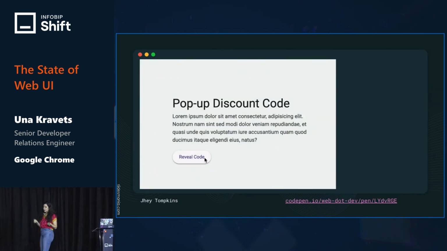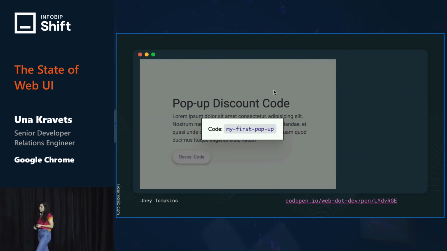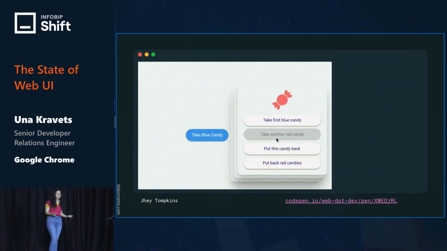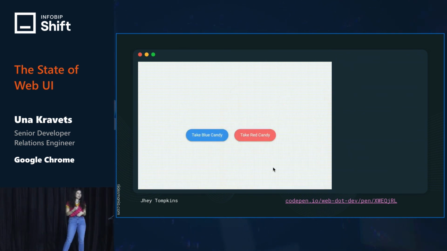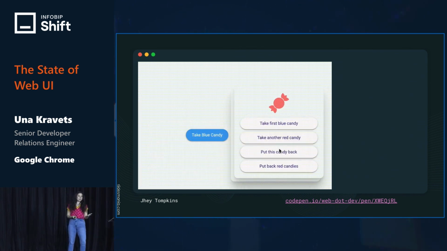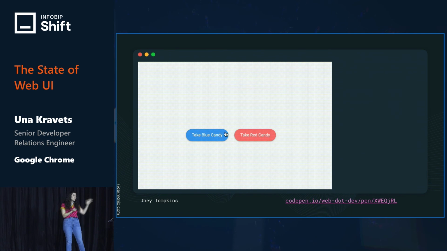There's a great article on developer.chrome.com about pop-ups and how to use them with a bunch of demos. So that's one use case. The other cool thing is you can stack pop-ups. So you can add pop-ups on top of each other, all within the top layer. You can remove pop-ups. You have that capability of light dismissing them. They're really powerful.